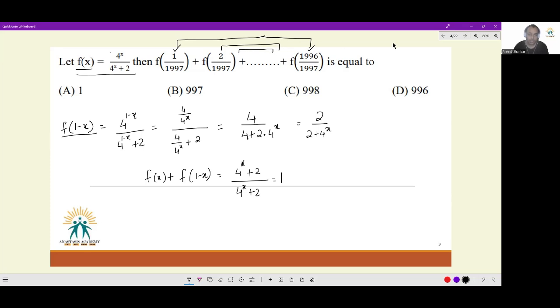And how many pairings can I make? There are 1996 terms. In every pair, there are 2 terms. So how many pairings can I make? It will be 1996 divided by 2, which is equal to 998 pairings. And every pairing returns 1. So the answer to this question will be option C.